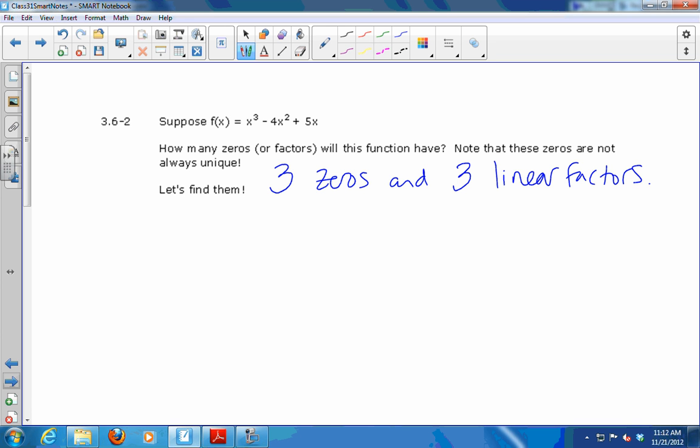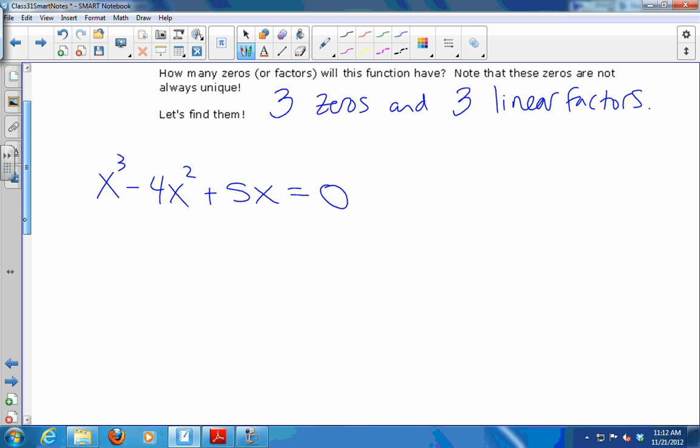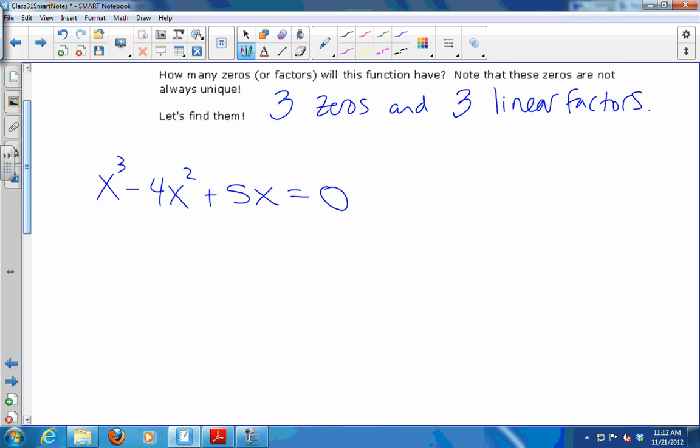Okay, so let's find them. I want to find the zeros, and if I have the zeros, I'll have the factors. So the way we find zeros, what we always do to start is set the polynomial equal to 0 and try to solve it. There's an x in every term here, so I could factor an x out. So I have x squared minus 4x plus 5. Does x squared minus 4x plus 5 factor?